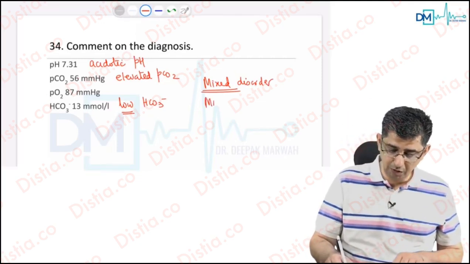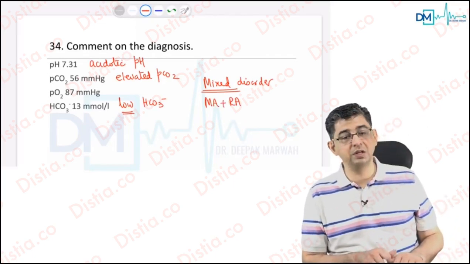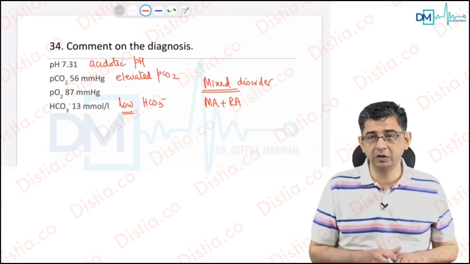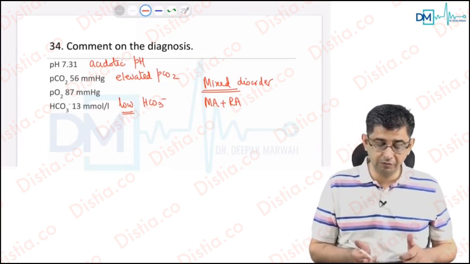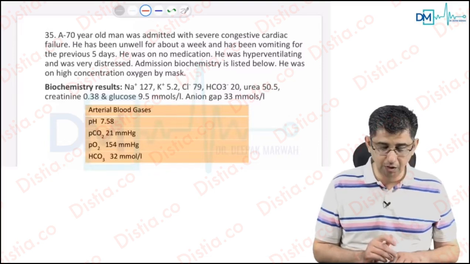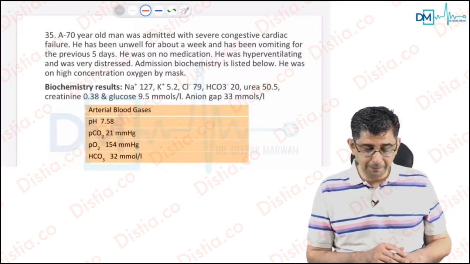I'm writing the word MA and RA, metabolic and respiratory acidosis. Both are coexisting in a single patient. When there is a mixed disorder, then we don't get into what is a primary or a secondary change. It is only for compensation that you need to work out the primary versus the secondary change in the patient. Let's do it one more time.